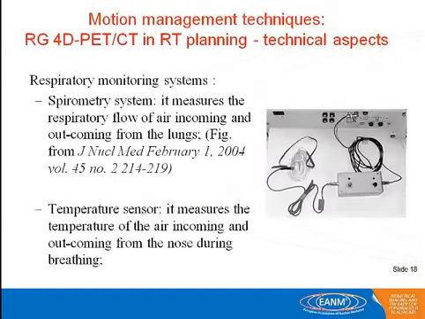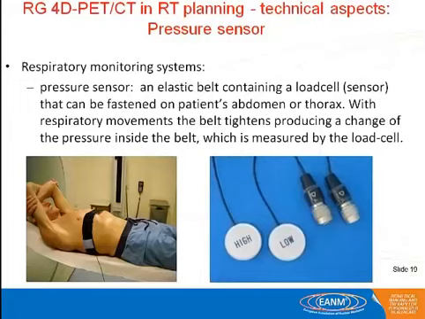We'll talk about a couple of the systems that were used for respiratory gating. One was the spirometry system. It measures the respiratory flow of air incoming and outgoing from the lungs. The temperature sensor measures the temperature of the air incoming and outgoing from the nose during breathing. We didn't use that, but just to show you.